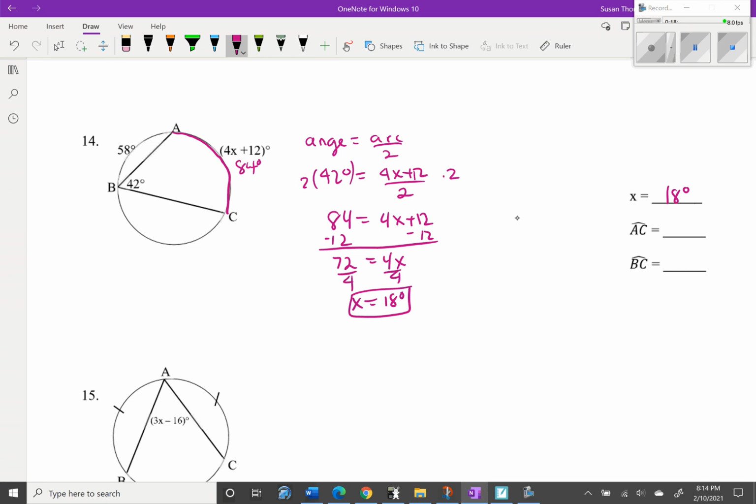And so we want to find arc AC, so we just said that was 84 degrees. And now we want to find this arc right here, BC. So again, we know that there's 360 degrees in a circle. So BC arc is equal to 360 degrees minus 84 degrees minus 58 degrees, which is equal to 218 degrees.